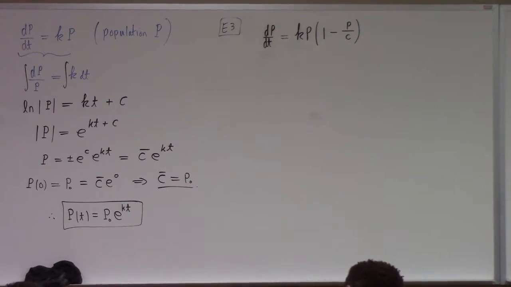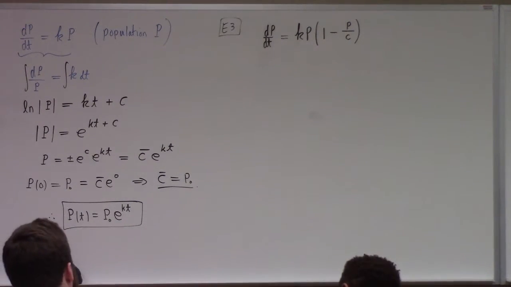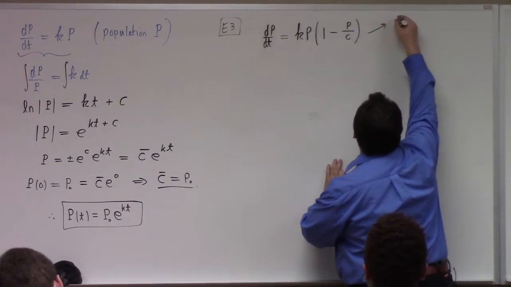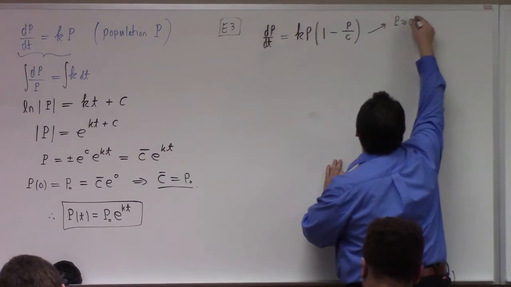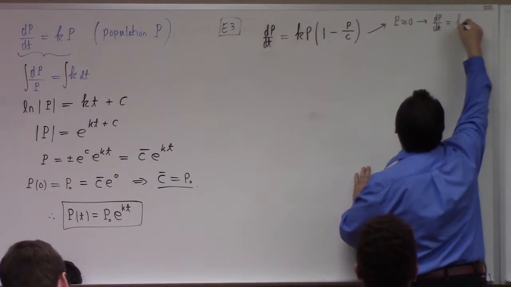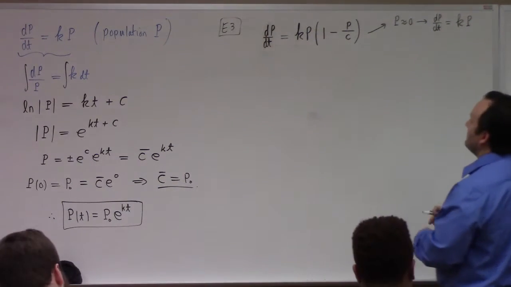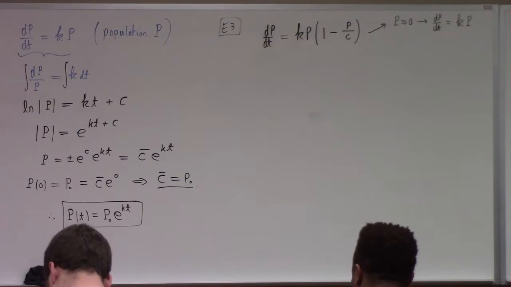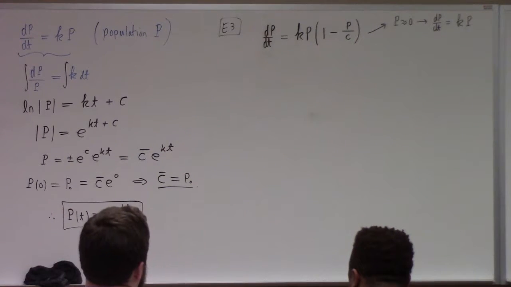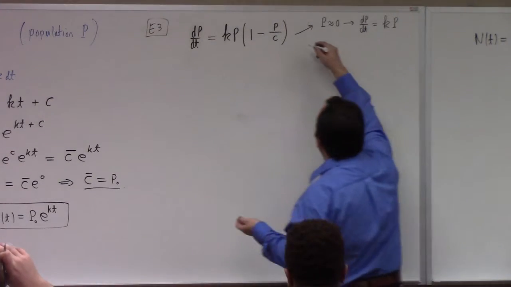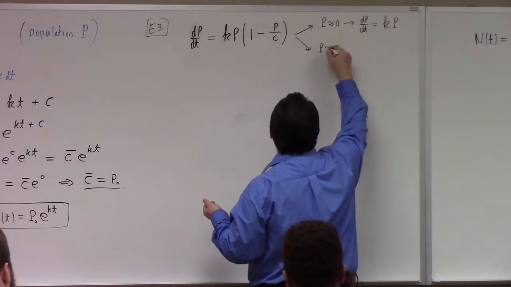So this is also a model of population growth. Let's talk about this model. There are two limiting cases here. If p is approximately 0, then we get dp/dt equals just kp, because I'm assuming c is relatively big. So p over c is pretty small if p is approximately 0, and the dominant term would be just kp times 1. On the other hand, another special case: what if the population is approximately c?